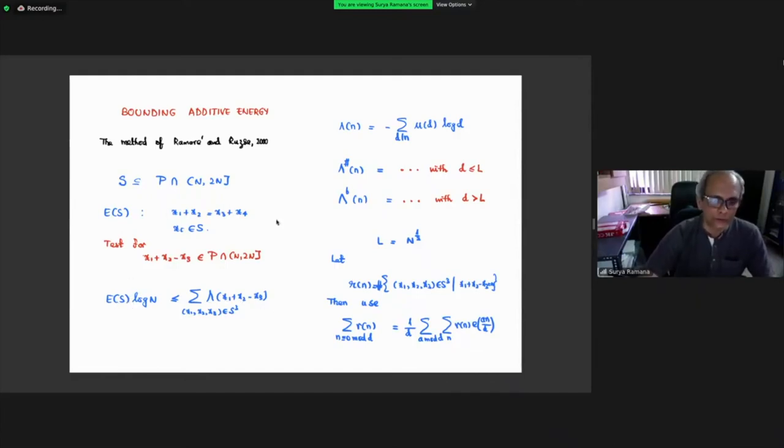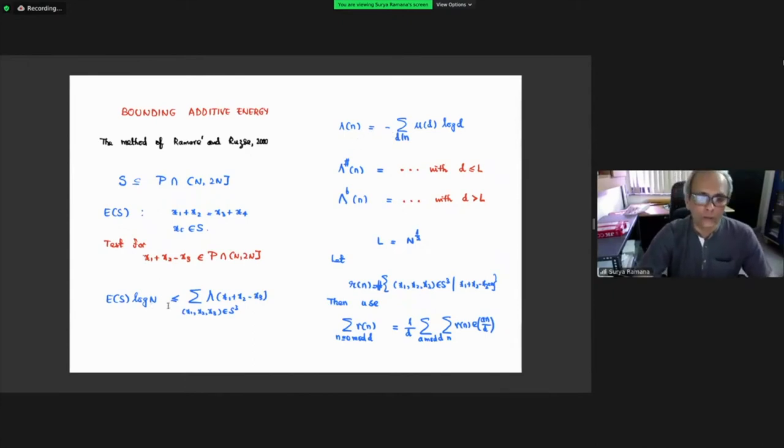So the number of solutions to this equation times log n, which is the weight for each of these solutions being primes in n to 2n, must be less than or equal to lambda n times lambda evaluated at x1 plus x2 minus x3. Basically, what we are doing is testing for when x1 plus x2 minus x3 is a prime. In order to count the number of solutions, I weaken it to simply asking: for how many triples is x1 plus x2 minus x3 a prime between n and 2n?